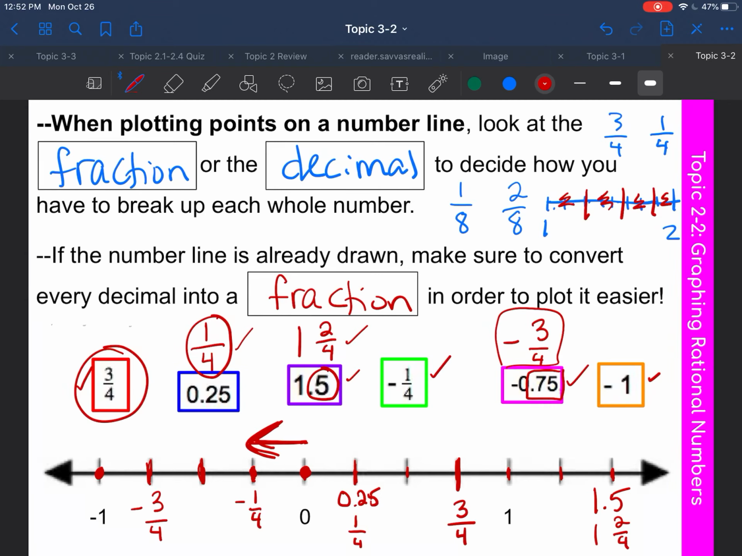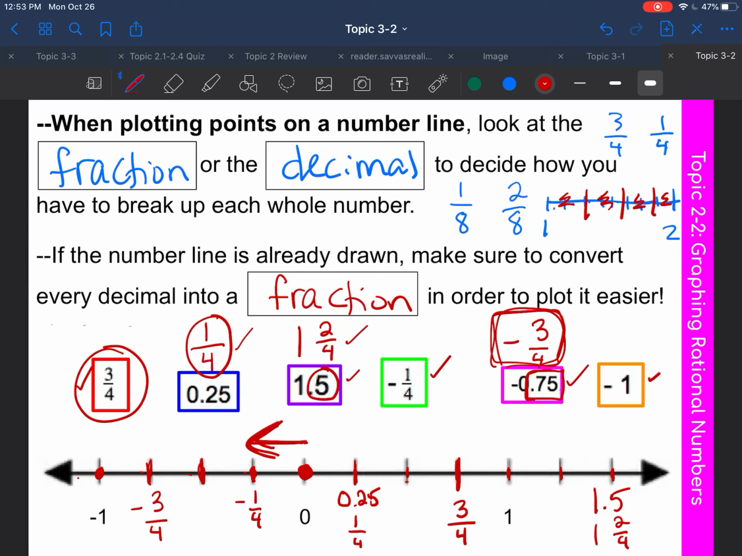All right. So again, I would recommend writing the fraction equivalents to each decimal so it's easier to plot on your number line. And again, when you're plotting these, always start at 0 and then either count up or count down toward the negative numbers to see where each value goes.